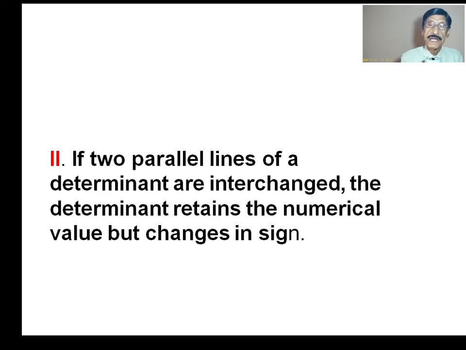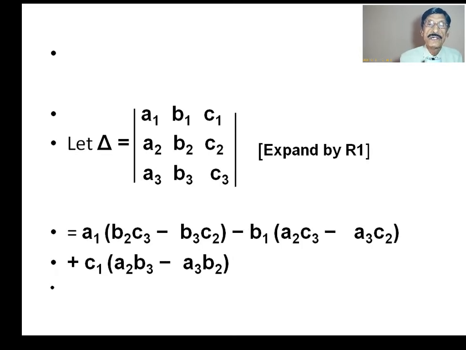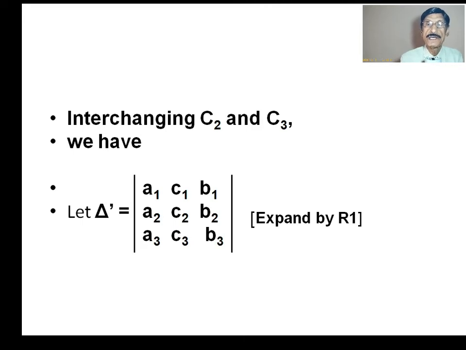If two parallel lines of a determinant are interchanged, the determinant retains its numerical value but changes in sign. So let delta be equal to a determinant of third order. Expanding it by R1, we get the same result which you have already seen. Now, column 2 and column 3 have been interchanged.